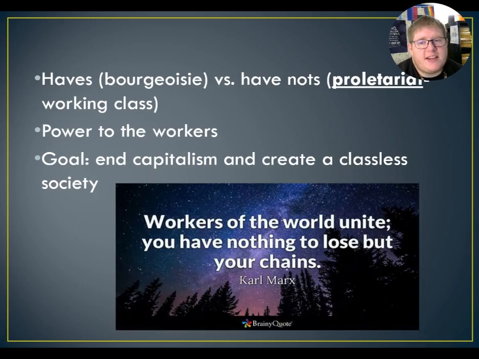So essentially, his idea was the haves are the bourgeoisie versus the have-nots, or the proletariat. This is the working class. He called for the power to go to the workers and for them to rise up, and the goal was to end capitalism and create a classless society. Marx even at one point said, "Workers of the world, unite. You have nothing to lose but your chains," which was a huge thing.